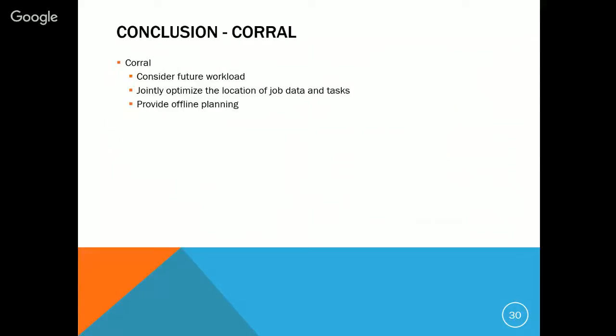Now, conclusion on Coral. We're talking about considering future workload. Obviously, as discussed before, we need to find a way to jointly optimize the location of both data and tasks. What does this mean? We need to reduce network contention and run fewer cross-rack jobs. We also need to provide offline planning, as discussed earlier. This is definitely an efficient approach: to use the offline planner.